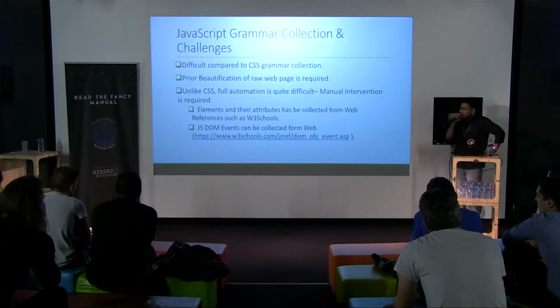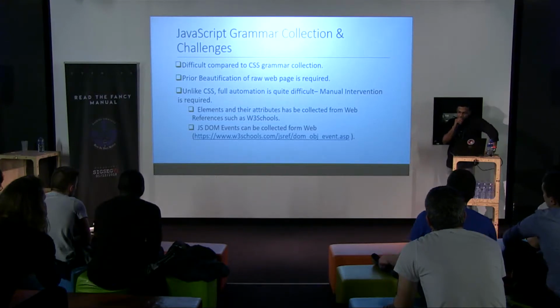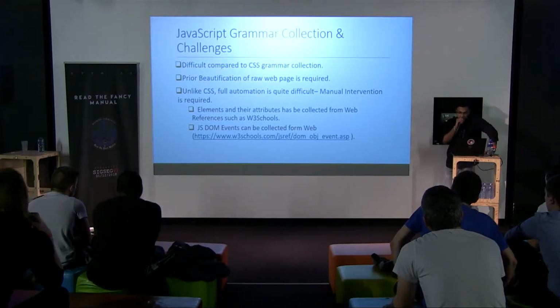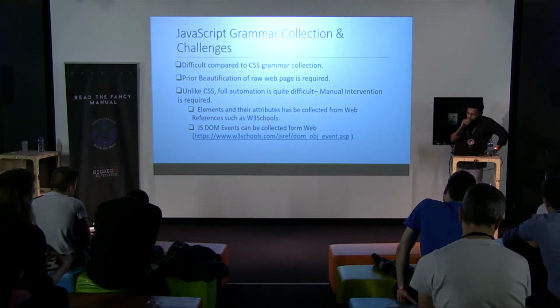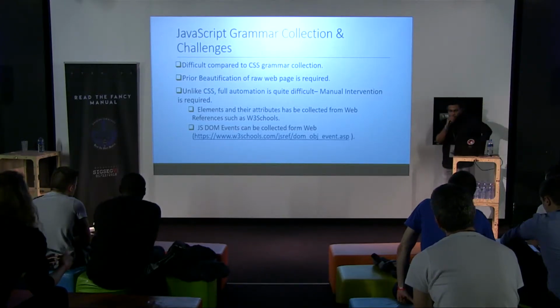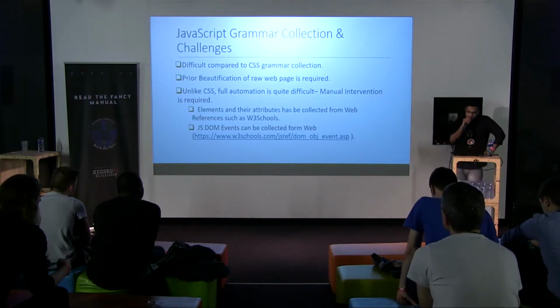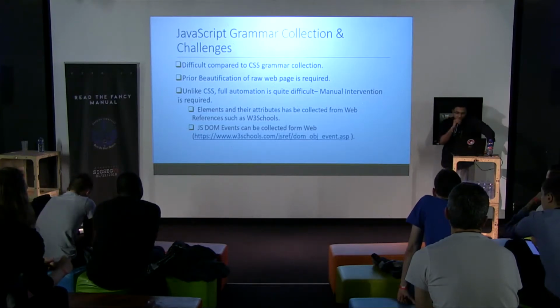So what we have seen so far is CSS grammar collection, but we need to also collect JavaScript grammars as well. It is more difficult compared to CSS grammar collection, and the collected web pages also require some prior beautification. So unlike CSS, full automation is quite difficult, and some manual intervention is required.